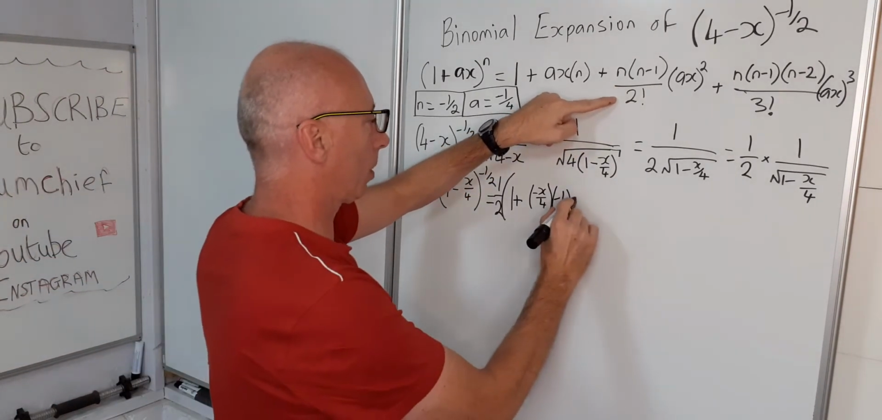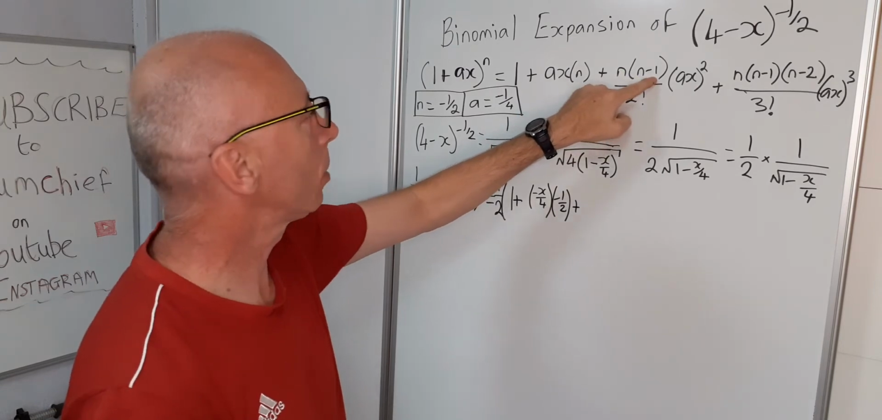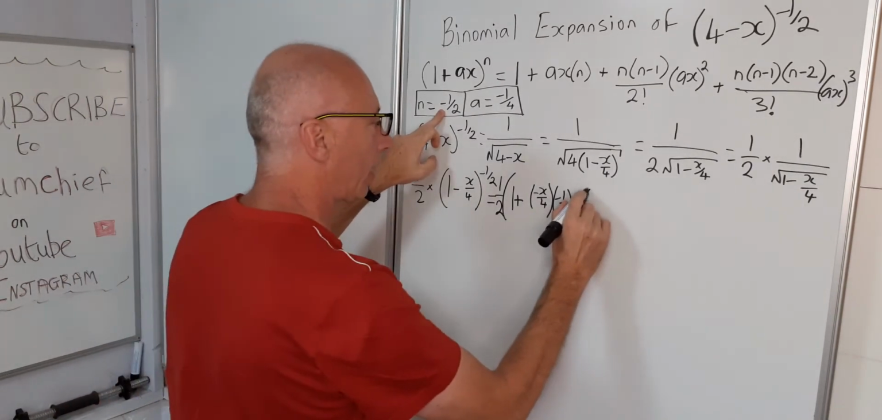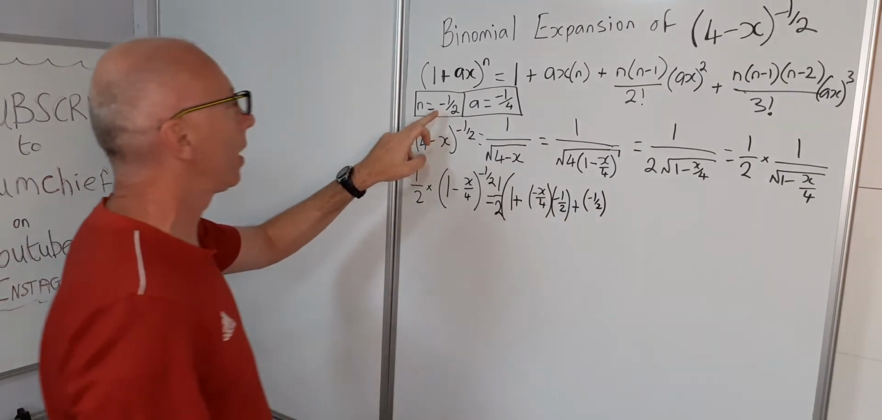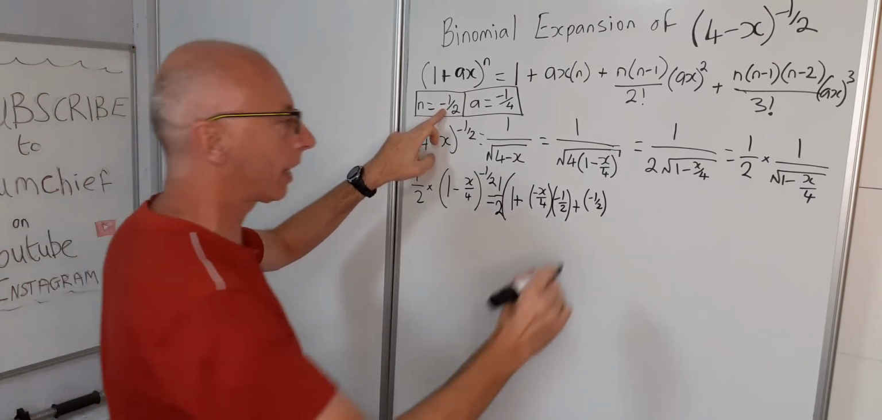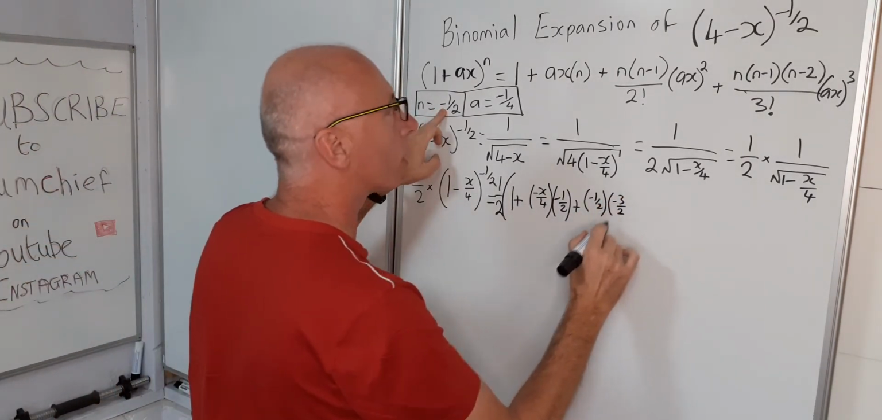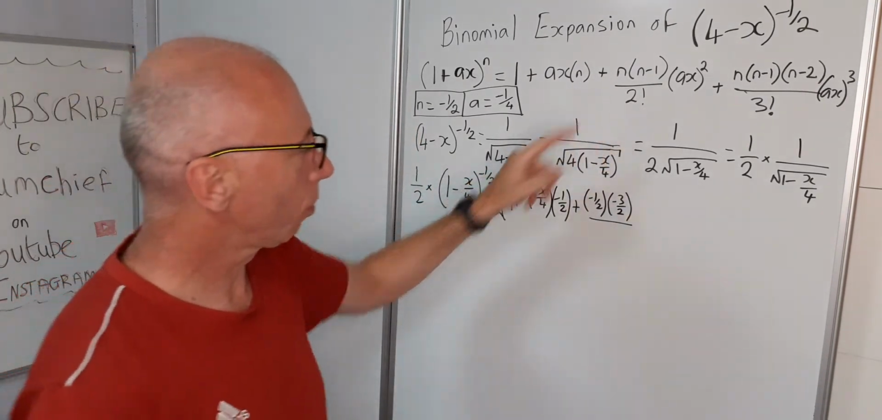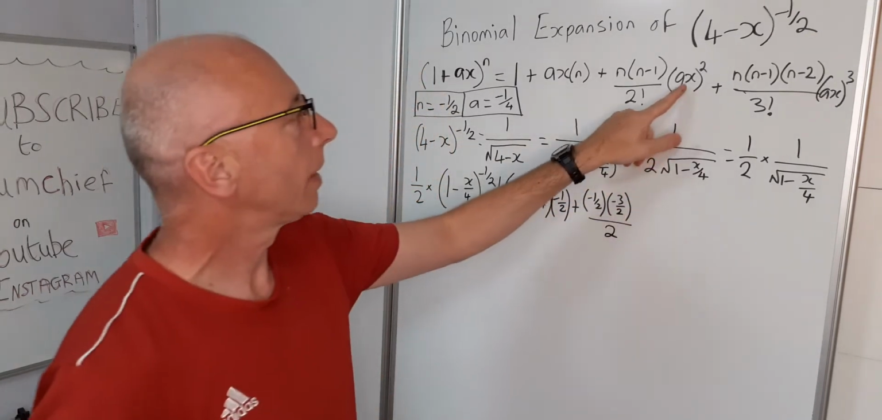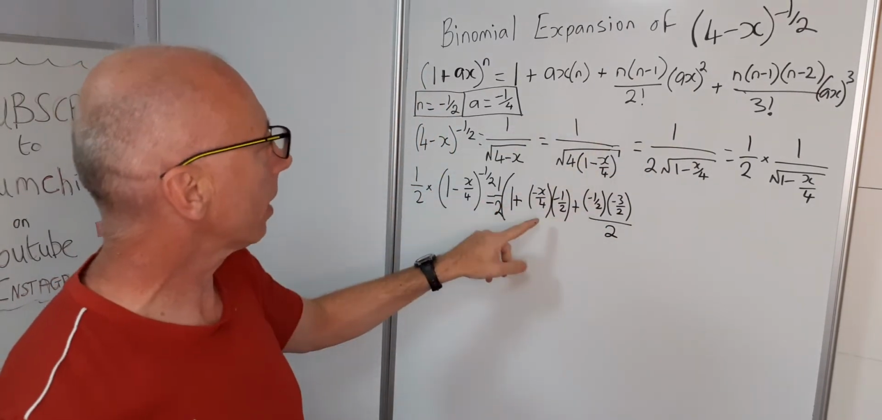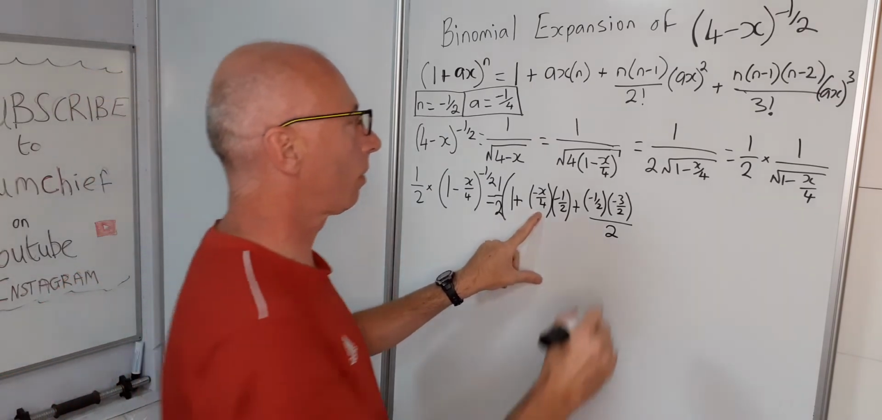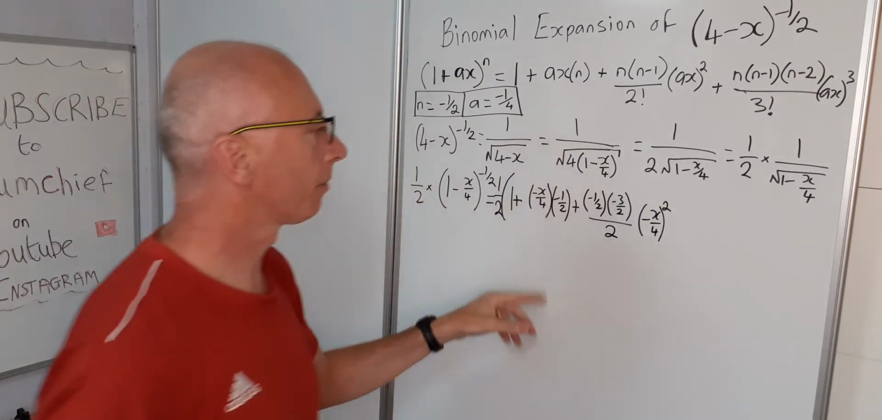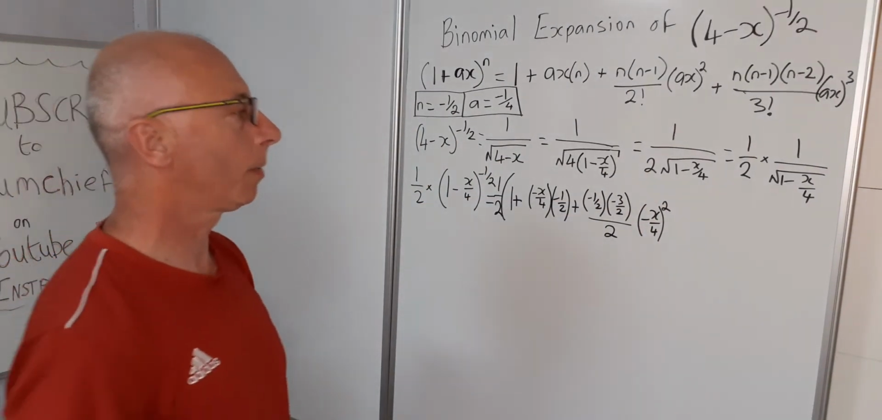Now this one. So we've got the plus n times n minus 1. So minus 1/2 is our n, so let's just put that in there. And then n minus 1, so subtract 1 from that again. That now becomes minus 3/2. And then 2 factorial is just 1 times 2, which is 2. Then ax squared. Well, the ax we worked out here is minus x over 4, and then that is squared. Okay, so that's everything in there for that one.